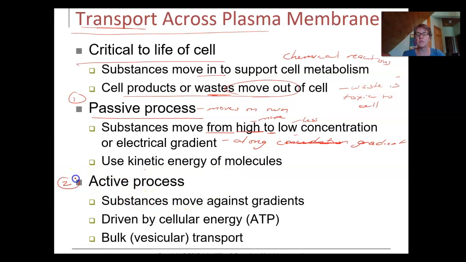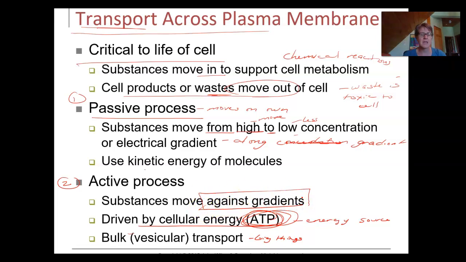The other type of movement in the cell is active, and active means I use ATP. ATP is my only energy source in the body. How do I make ATP? I need glucose and I need oxygen, hopefully. ATP is what drives and powers these processes. Why do I need it? Well, if I'm moving big things, I need ATP. If I have to move something against its gradient, I need ATP too.